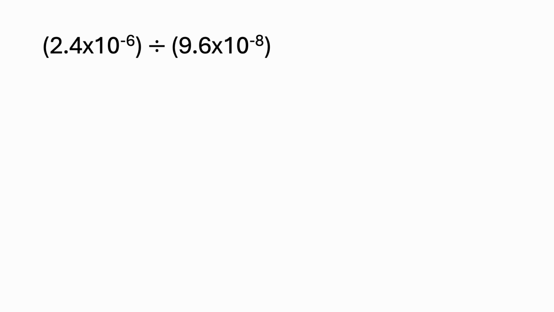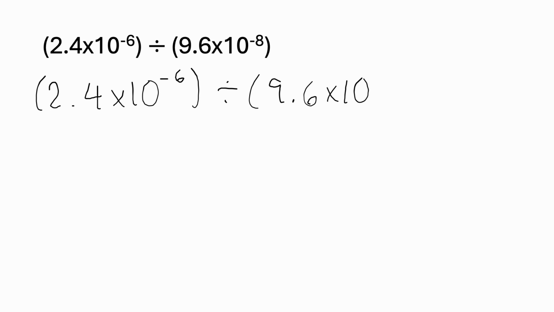Similar thing with this one, we're dividing. So 2.4 times 10 to the power of minus 6, divide by 9.6 times 10 to the power of negative 8. Again, we group our front numbers together, so 2.4 divided by 9.6.